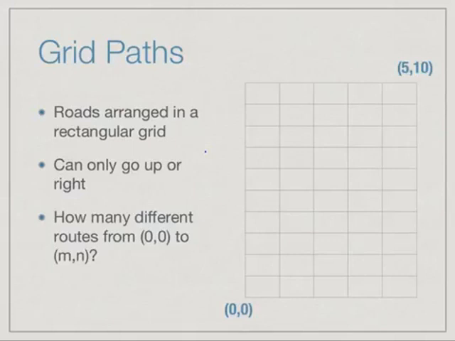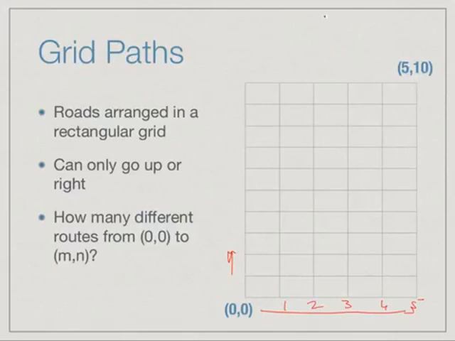So we have a grid here. You can imagine there are roads which are arranged in a rectangular format. And we can imagine that the intersections are numbered. So we have 0, 0 at the bottom left corner. And in this case, we have 5, 10, because going across from left to right we have 1, 2, 3, 4, 5 different intersections, and 10 going up. So we have 5, 10 at the top right corner.